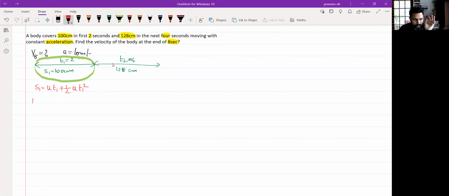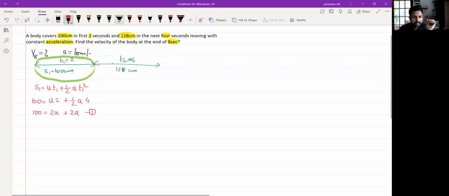Let's substitute. Therefore, 100 centimeter is equal to u into what is t1? It is 2, plus half a into t1 square. That means half a into t1 square, it is 2 square, which is 4. Therefore, we are getting an equation that is 100 is equal to 2u plus 2a. Let's just take this equation as equation number 1.